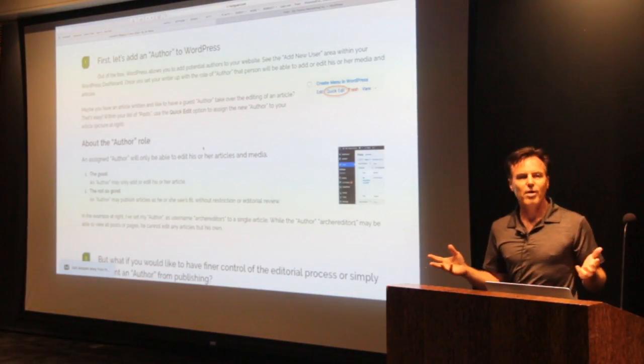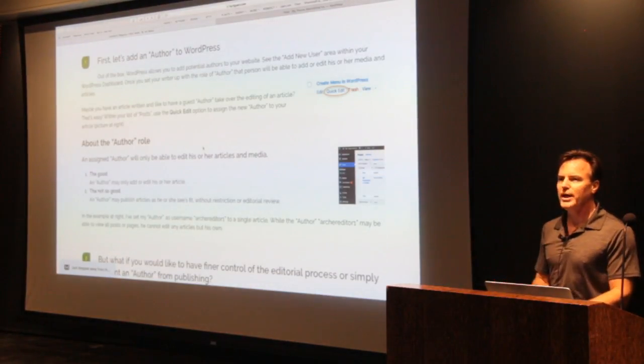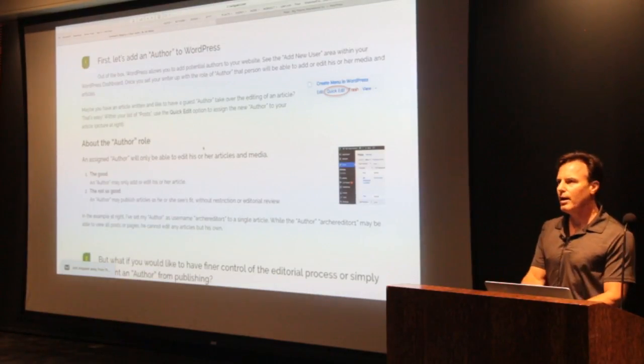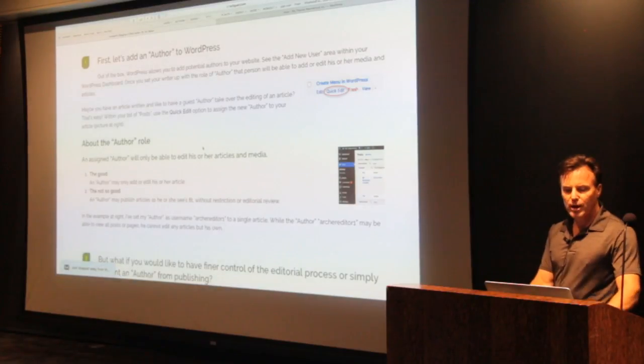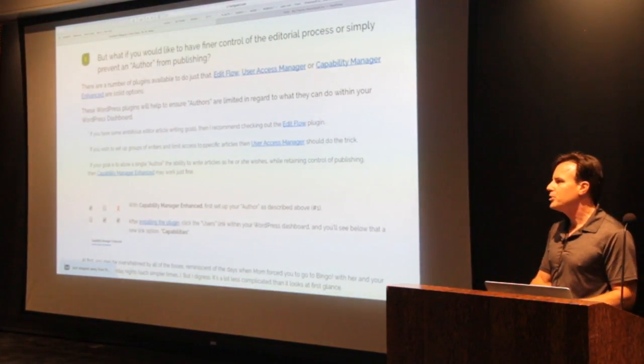You give them the author role, and what happens? They go crazy. They write stuff, they click the publish button on the weekend, and it's just bad writing. And you come in on a Monday and you wish they hadn't done it. But you gave them the ability to publish. So what I'm going to talk about is how to set up finer control of that editorial process.